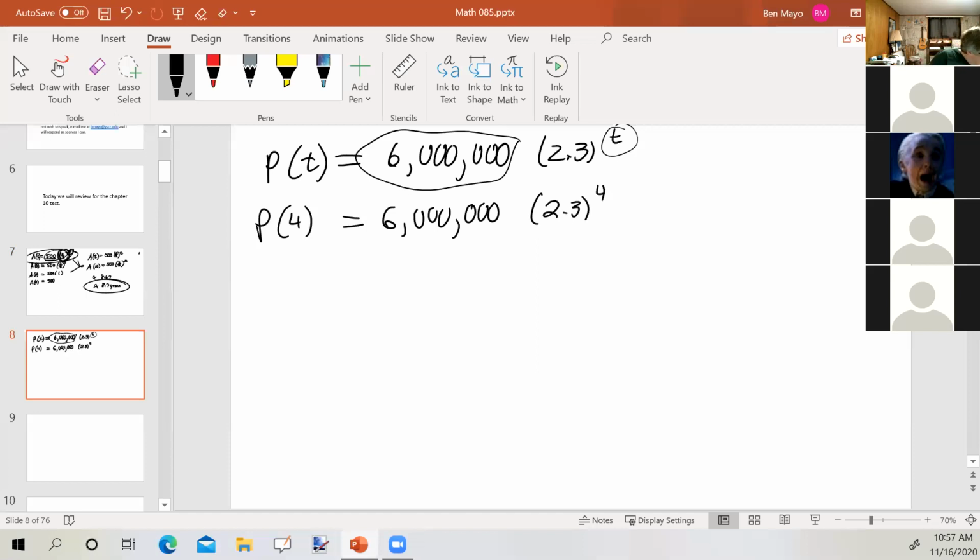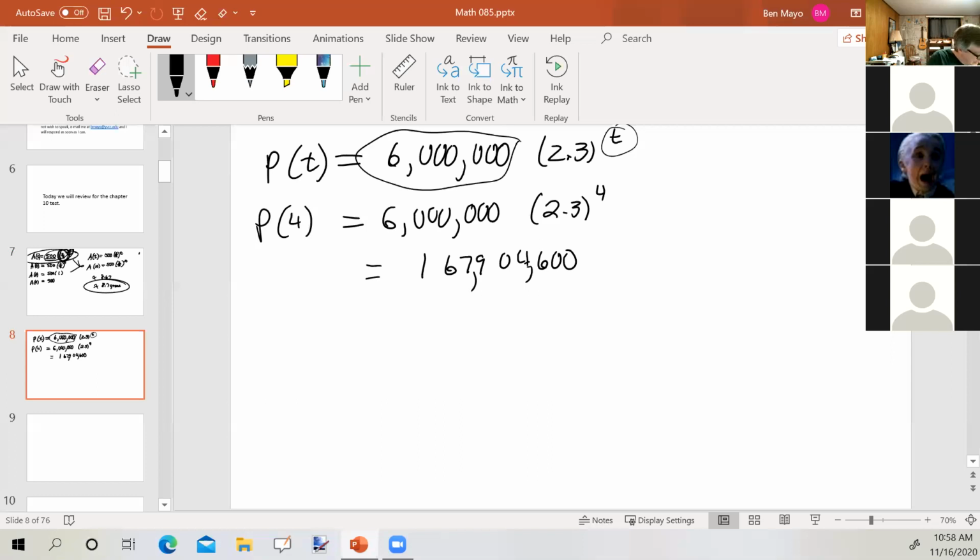And let's see, does it say anything about rounding? I guess it rounds to the nearest bacteria. So 6 million times 2.3 to the 4th power is 167,904,600. So it goes from 6 million to 167 million in just 4 hours. Isn't that comforting to know?